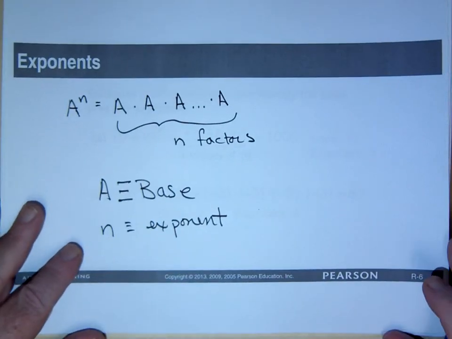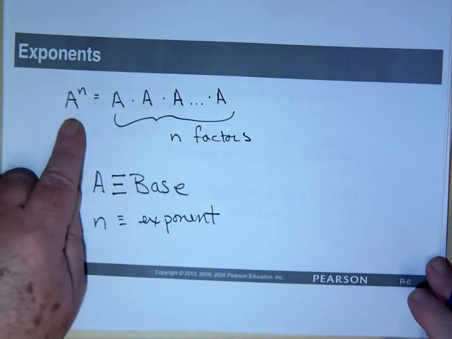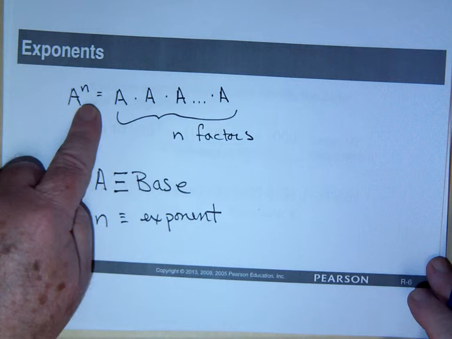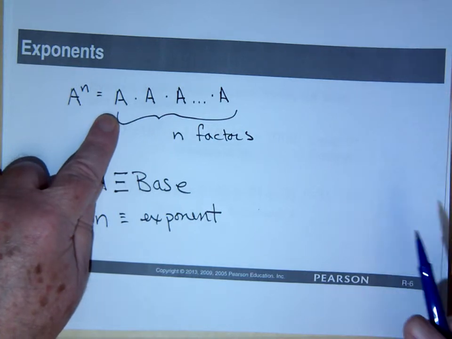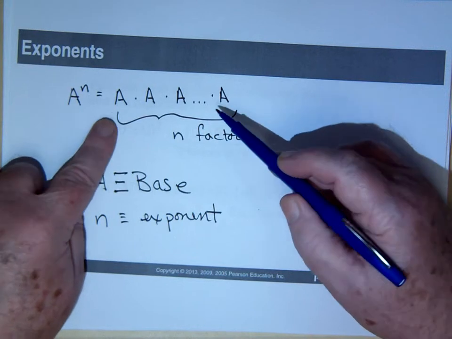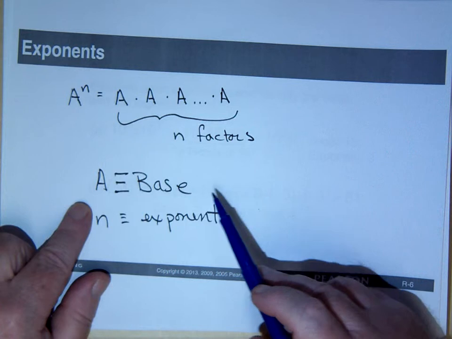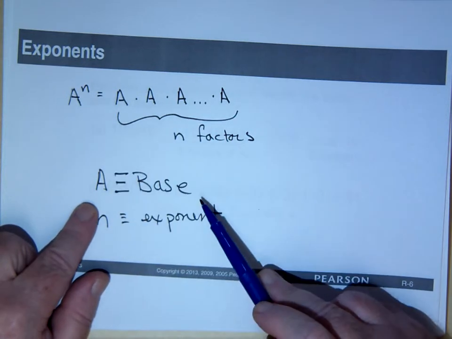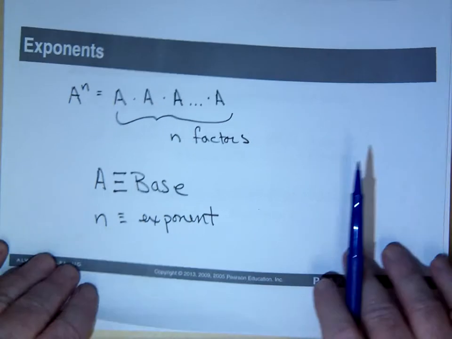Next topic we're going to talk about is exponents. Here we have a number a and a number n, and a to the nth power is going to be a multiplied by itself n times, or n factors. It's a shorthand way of writing this product, writing a to the n. A, the number at the bottom, is called the base. The number that is a superscript is called the exponent.